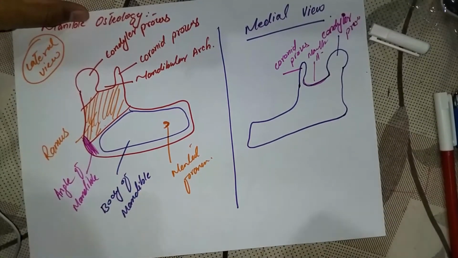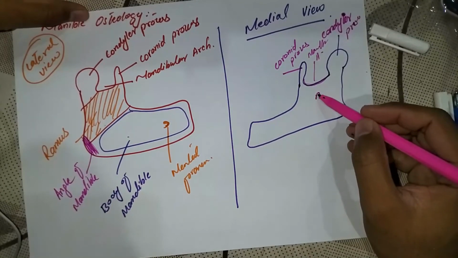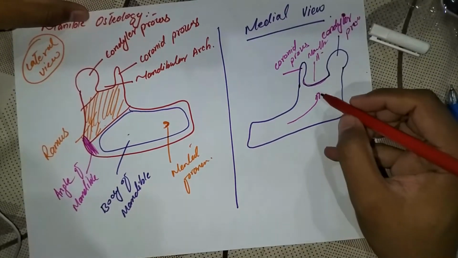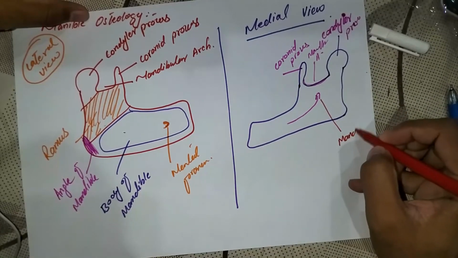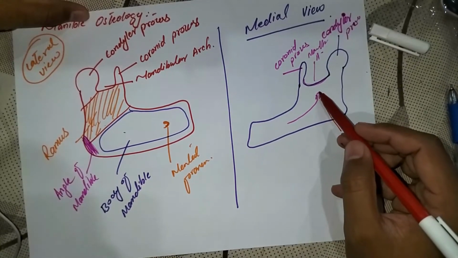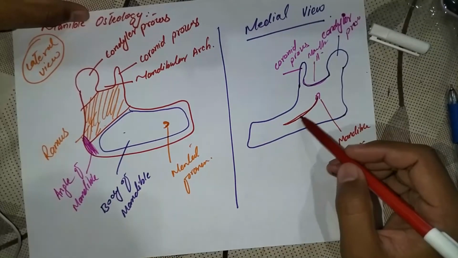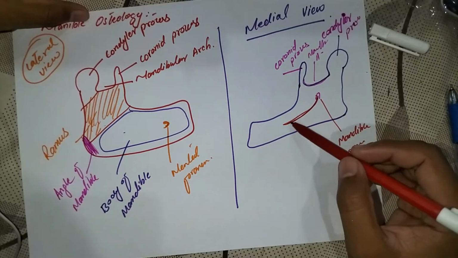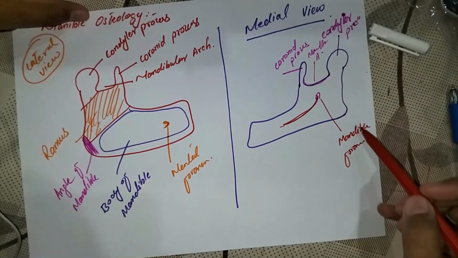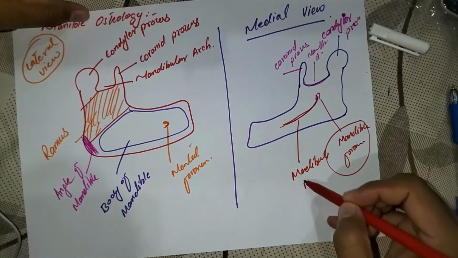Oh, again I forgot to discuss the main thing. The main point of the medial view is that we have here the mandibular foramen, from where the inferior alveolar nerve passes. So this is the medial view. The main thing is the mandibular foramen.